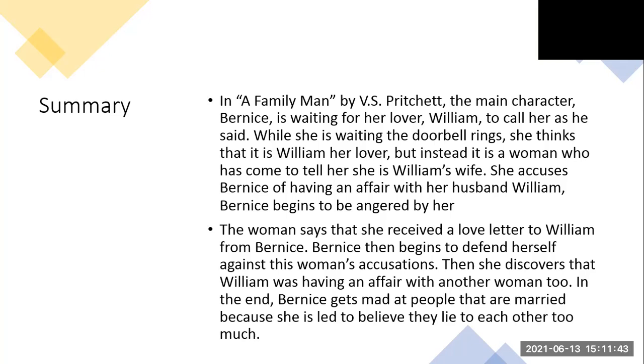Then the wife says that she received a love letter to William from Bernice. And this is how she knew about the affair. But Bernice begins to defend herself honestly, because Bernice never wrote a letter to any man. And here the twist begins. تحول في القصة كلها. Because the wife shows Bernice the letter, and Bernice discovers that William is having an affair with another woman.